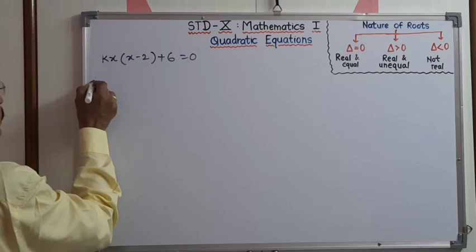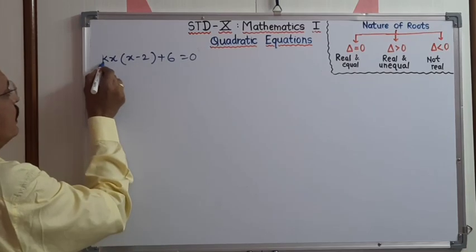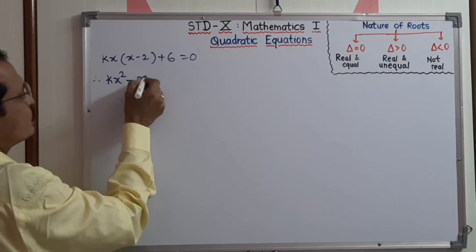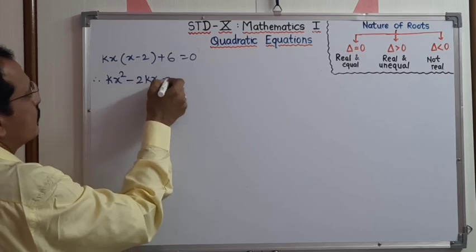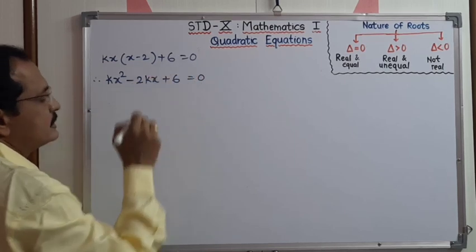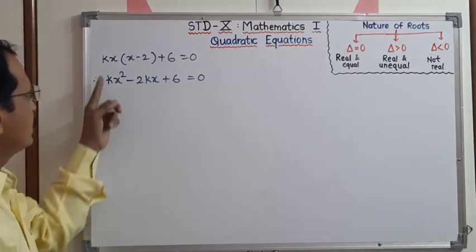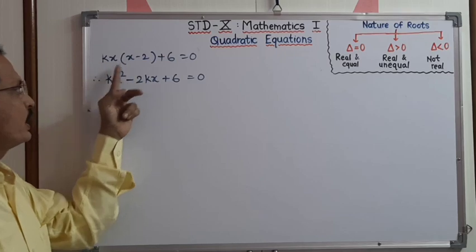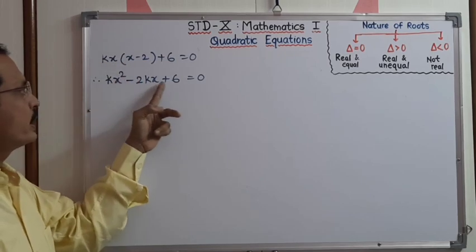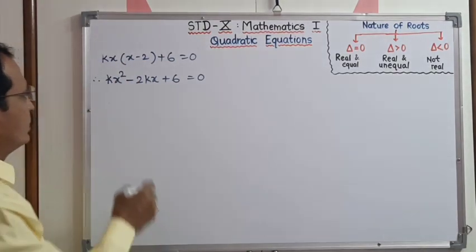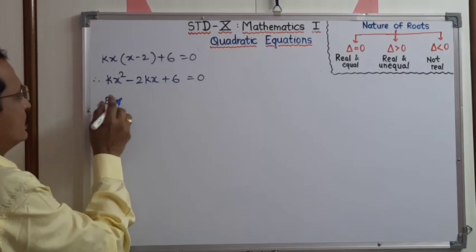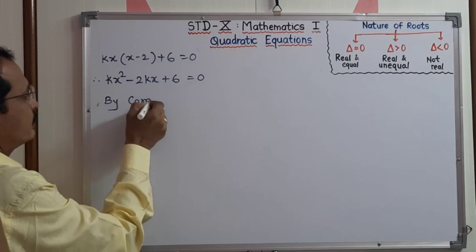For that purpose what we have to do? We have to do multiplication. It is kx square minus 2kx plus 6 is equal to 0. Yes student, we have to multiply this bracket with this kx, therefore k into x square minus 2 into kx plus 6 is equal to 0. Now we have to compare this.